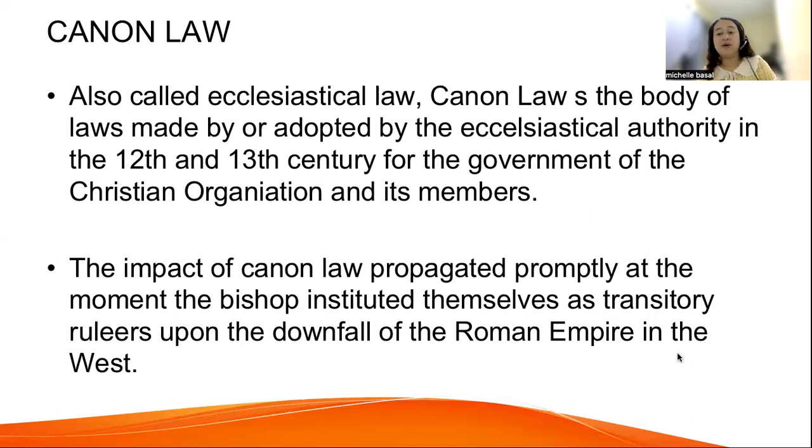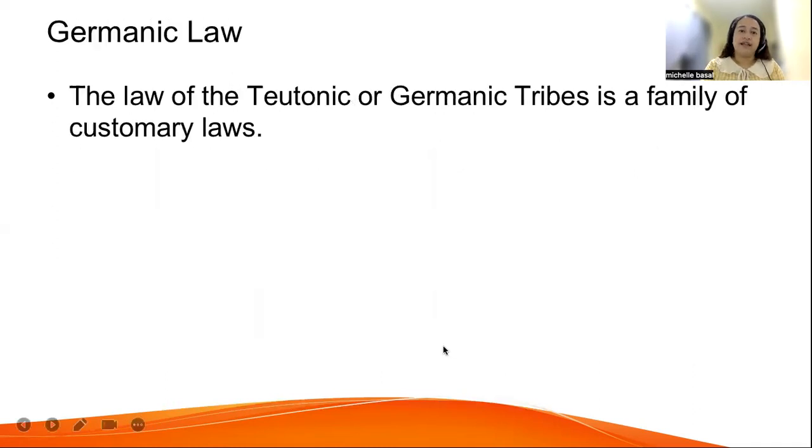So this deals more with morality, our sense of morality. What is moral, what is immoral. They determine what actions are considered immoral, moral, and amoral. Okay? And lastly, for international laws, we also have Germanic laws, but these are more applicable to German tribes or Teutonic tribes, and more on customary laws of the family.